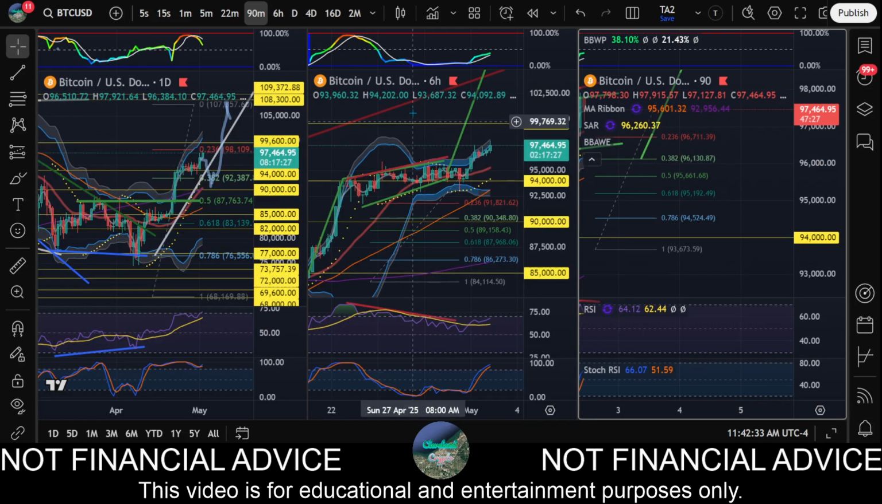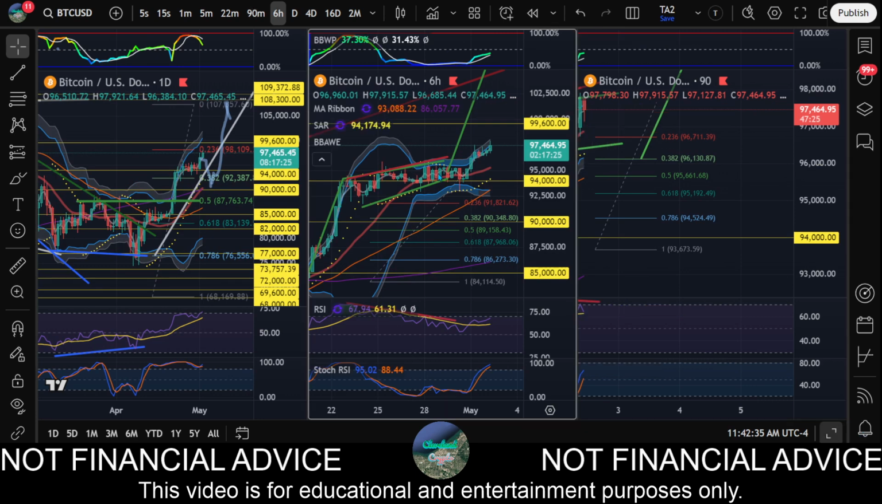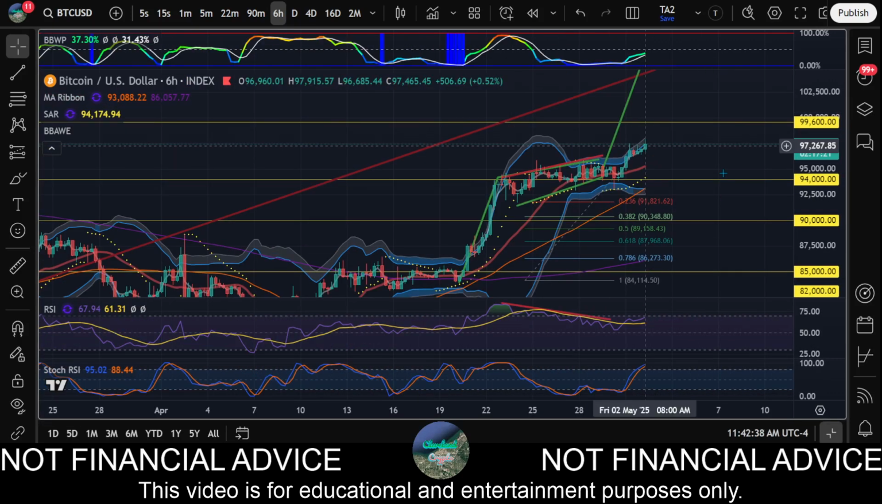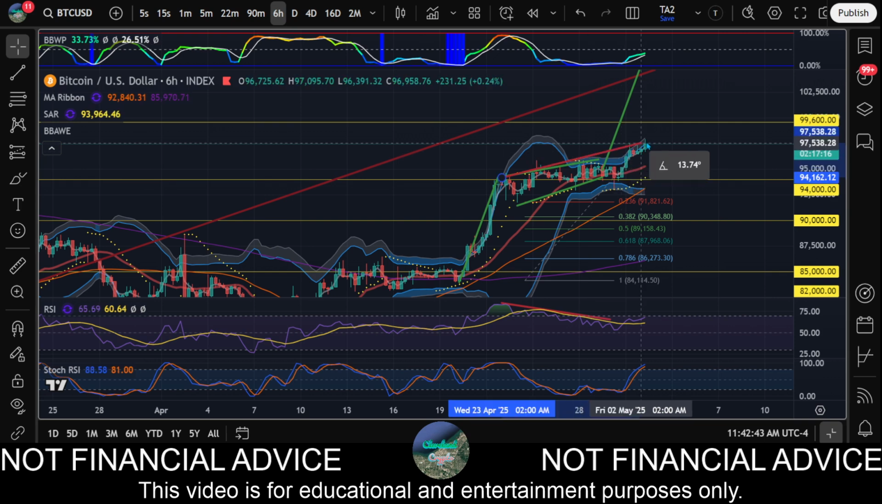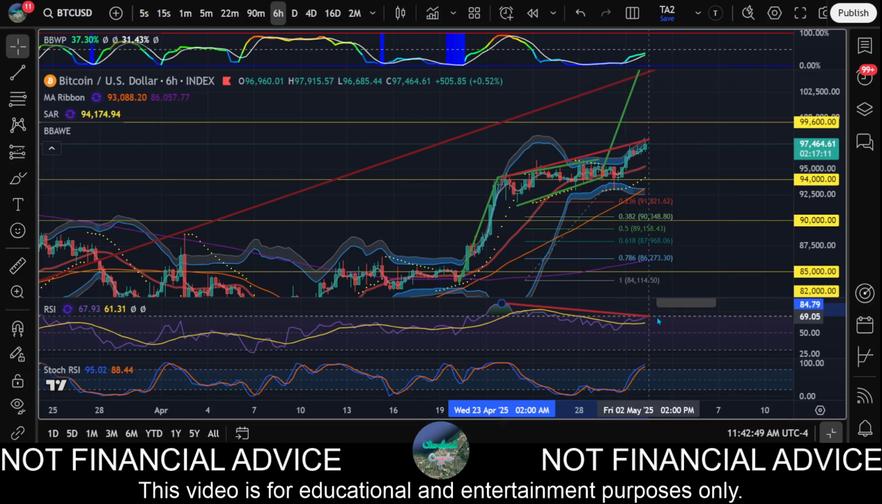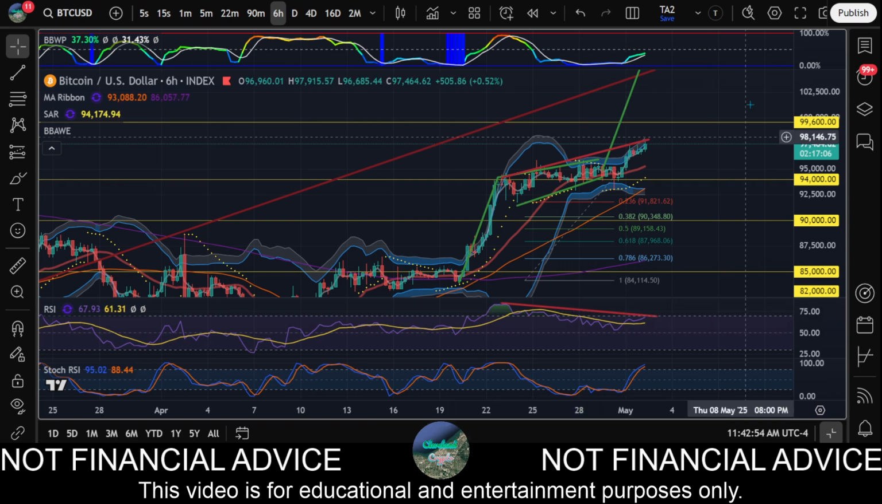Let's look at the 6-hour chart real quick. So, 6-hour chart. Our bearish div here is still there. It's actually grown a little bit. But our RSI is moving to the upside. So, hey, still a chance for that bearish div to go away, become invalidated.